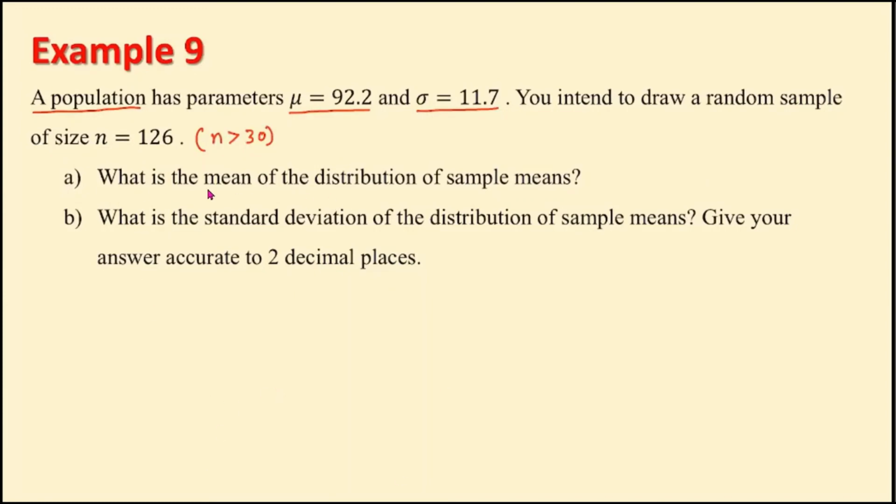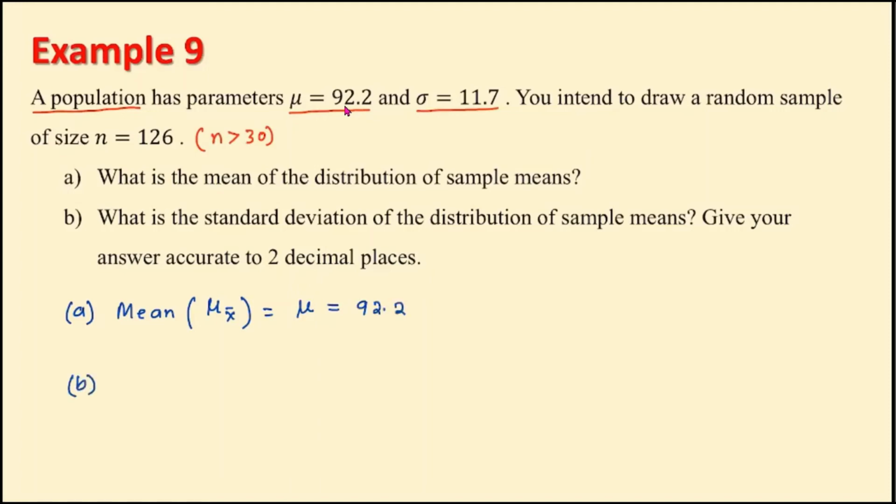Now in first part, we are asked to find the mean. What is the mean of the distribution of the sample means? So in part A, we want the mean. Mean for the sampling distribution denoted by mu sub x bar, which is always equal to the population mean. And in this case, the population mean is 92.2.